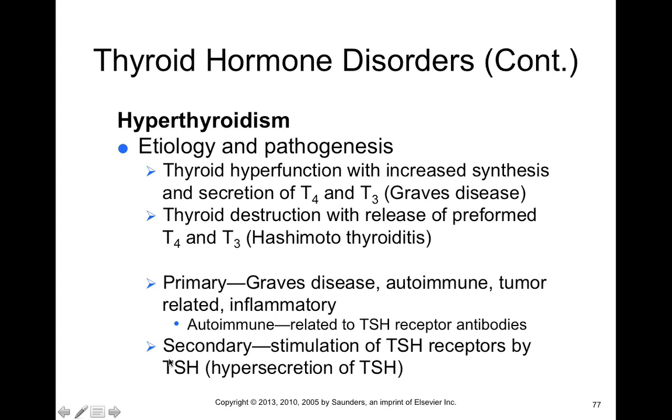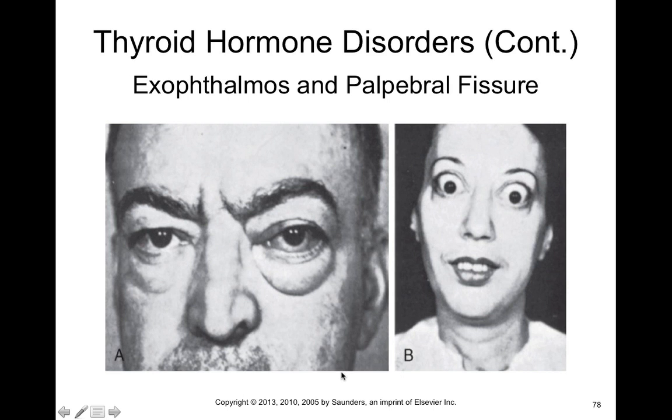or thyroid hormones. Secondary would be excessive release of TSH by a pituitary tumor of some sort. It could be like a microadenoma or even just a full-on adenoma of the pituitary gland. And it's just hypersecretion of TSH.